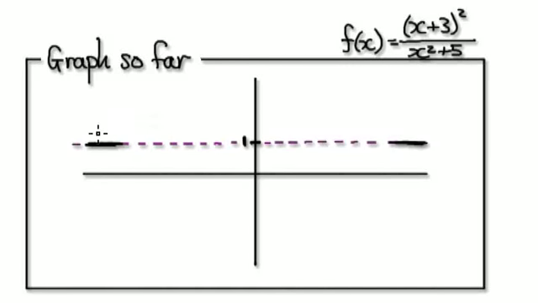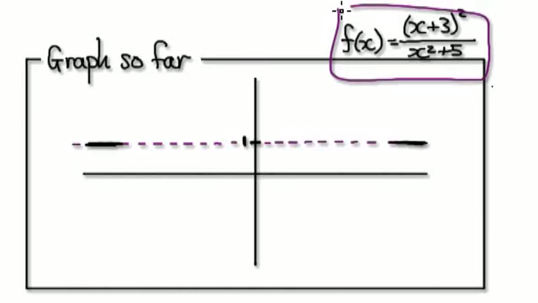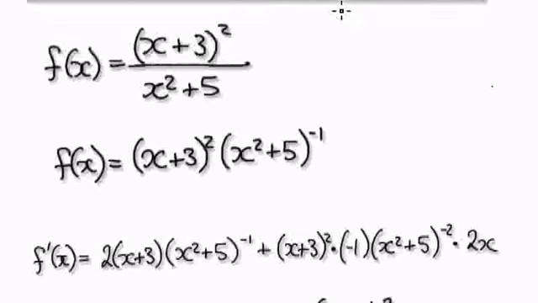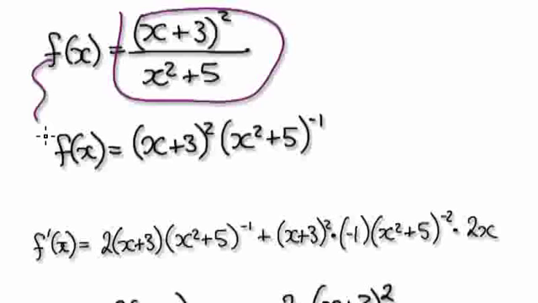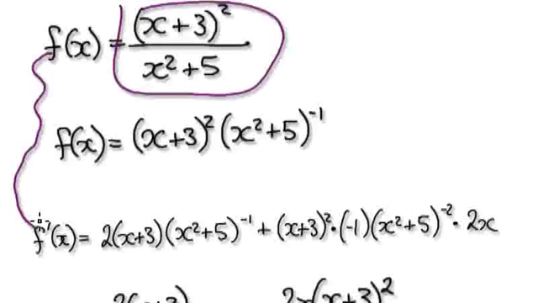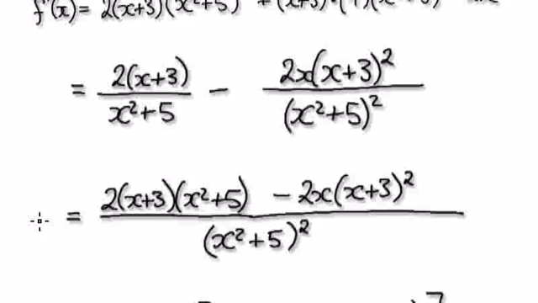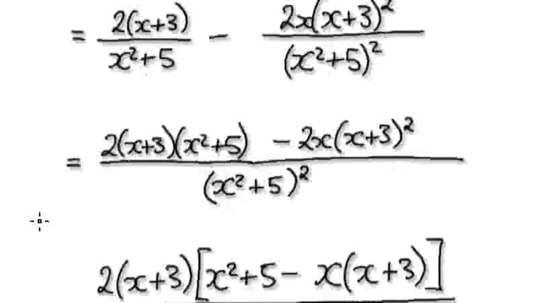So find out where the gradient of this graph will be 0. That means we have to look at the derivative of this. So now we need to differentiate this whole thing here. Starting with this, differentiate it, and it will take you to this stage here.